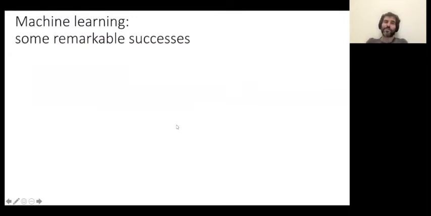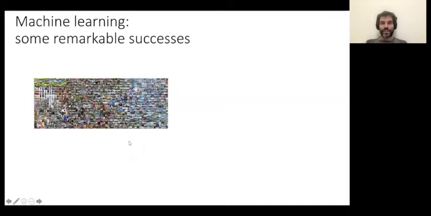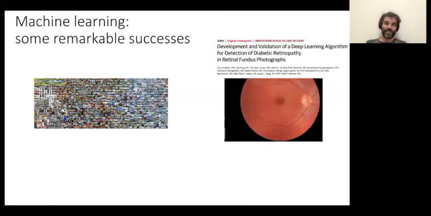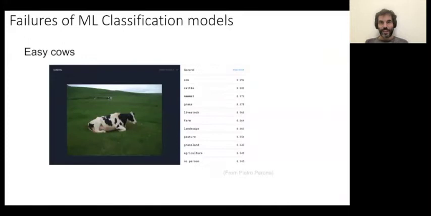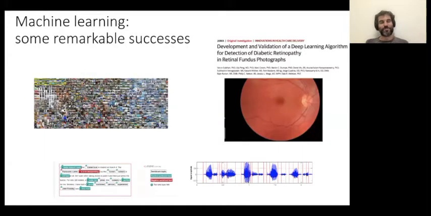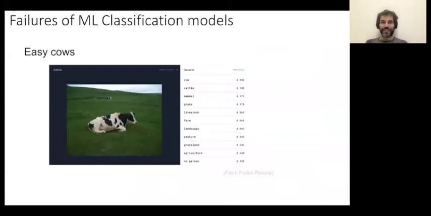So as everyone here probably knows, machine learning has seen some remarkable successes over the last several years on image classification, including medical imaging, some amazing results, work with text, work with audio. It's all very exciting and what got, I imagine, many of us into the field in the first place. However, once we've succeeded as a field in solving some tasks, the boundary is pushed forward, and we're seeing maybe the drawbacks of the current methods. So, this is the easy cows example.